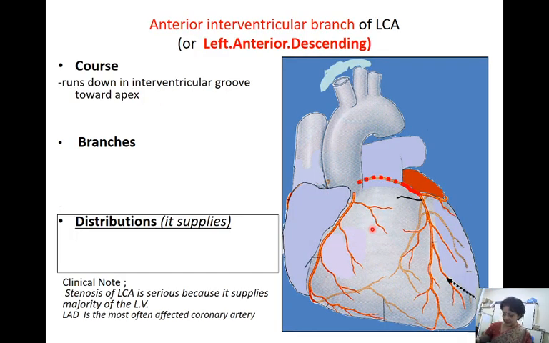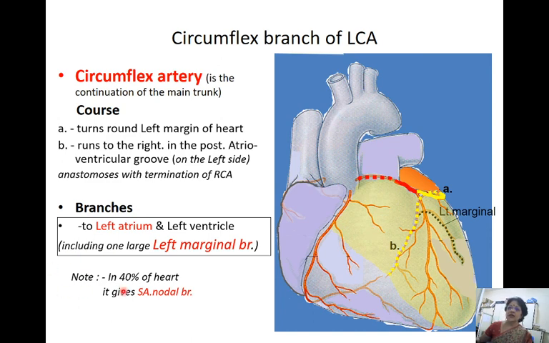So sometimes the SA nodal branch will be given off from the circumflex. So what you need to remember is its course, what branches it has, and its territory. It supplies the atrium, supplies the ventricle, gives a very big left marginal branch, and it may give a branch to the SA node.